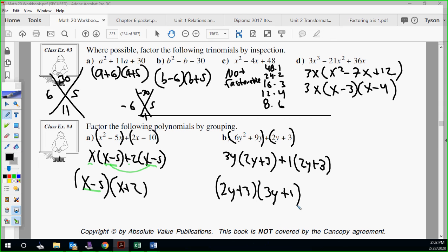Like simplifying, guys, factoring is a form of simplifying in the sense that if I FOILed out 2y plus 3 times 3y plus 1, I would get that top part there. So you would get that.